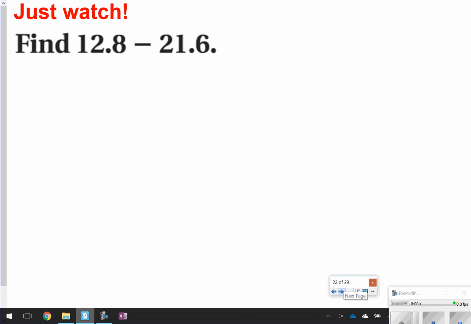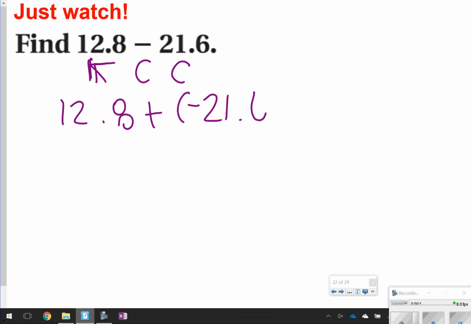The next thing we're going to do is you're just going to watch me try this one. So again, this is a subtraction problem. So I'm going to keep, change, change, which is going to make it 12.8 plus negative 21.6. Okay. Once I do that, I sing my song. These are not same signs, but they're different signs. Remember from our song, different signs, subtract. So I'm going to subtract those.